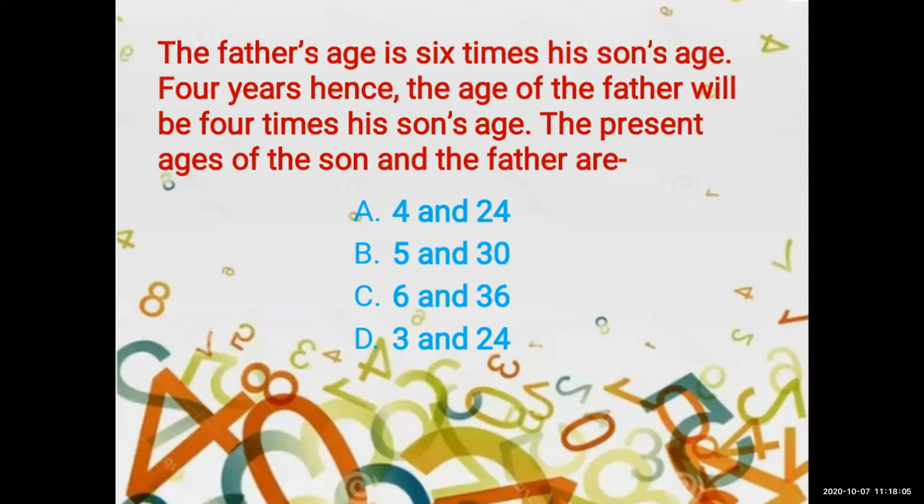Riya's answer is wrong. Bhumi, Group E. Okay, tell the option. Sir, option C. Okay, good. Option C. In 1 minute 35 seconds, you have given the answer. Option C, 6 and 36. Let's see. Yes, correct. Very good. 1 mark to you, Group E.